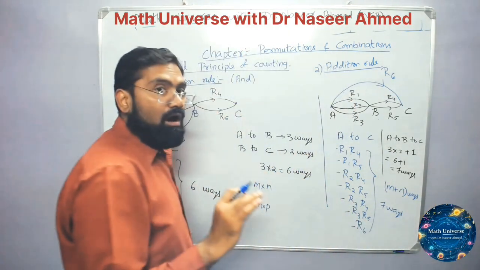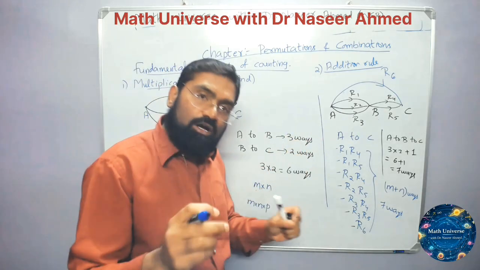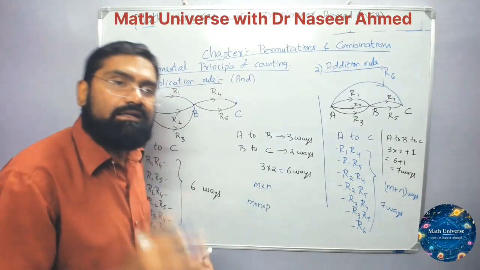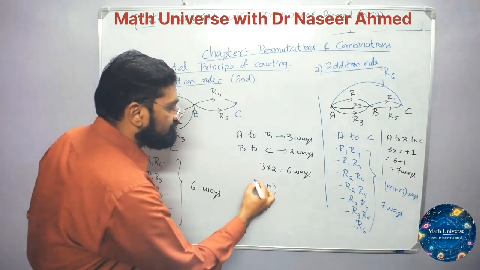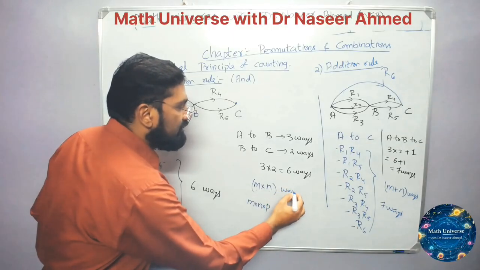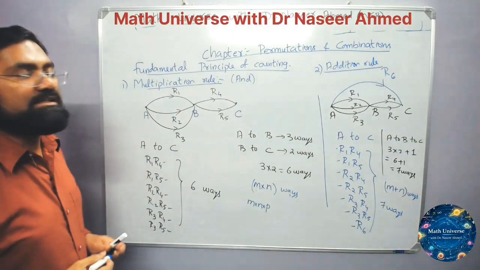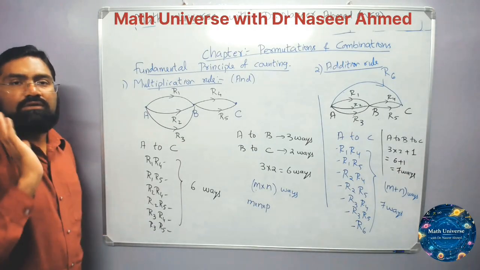Okay, this feeling should come here: I have a choice. Whenever we have a choice, then comes plus. Whenever we don't have a choice, whenever it is AND, then it is multiplication. Okay, so I hope this logic is clear. m into n ways. Now with this, let us move on to some basic problems on this. Kindly make a note of this.